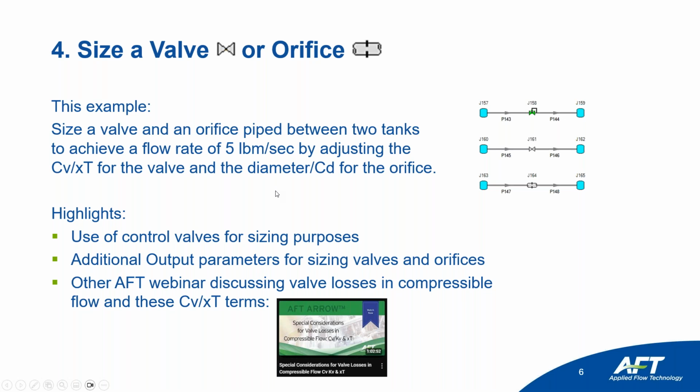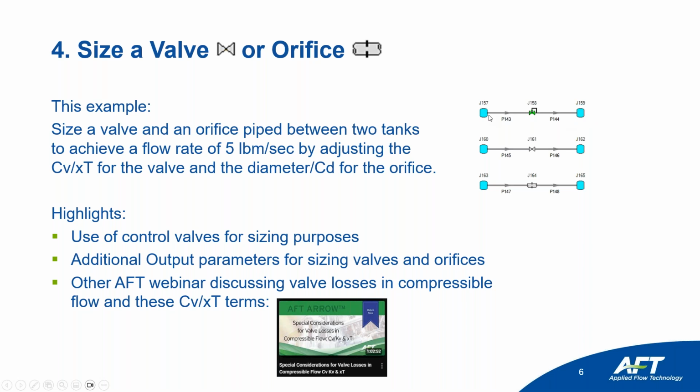All right, moving on from that model, we are now going to be talking about sizing a valve or an orifice. The methods are very similar, which is why I'm lumping them together. We are going to be building this very simple system over here. A control valve is going to be piped between two tanks. There's going to be a pressure gradient driving the flow between these two tanks.